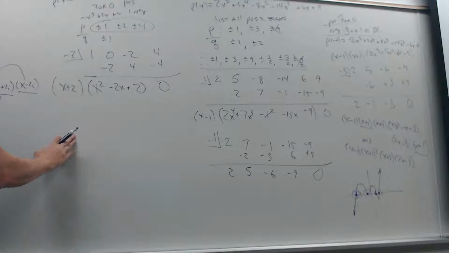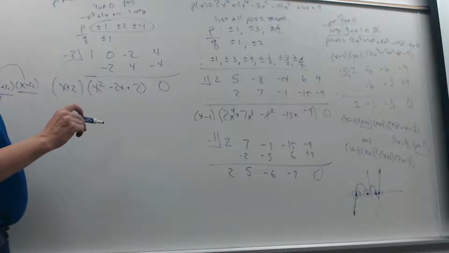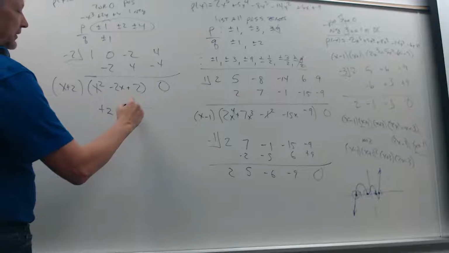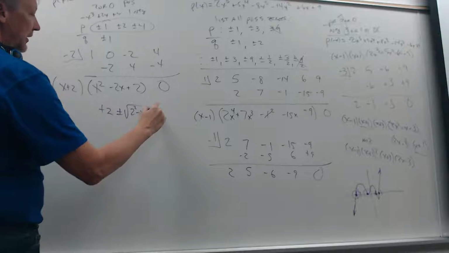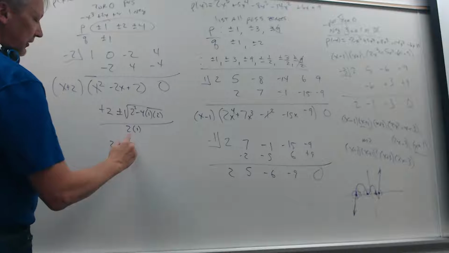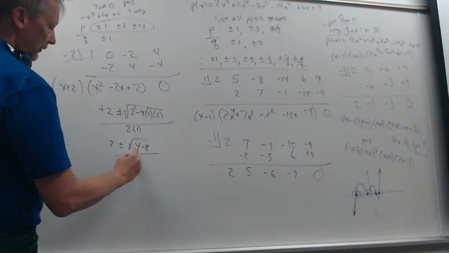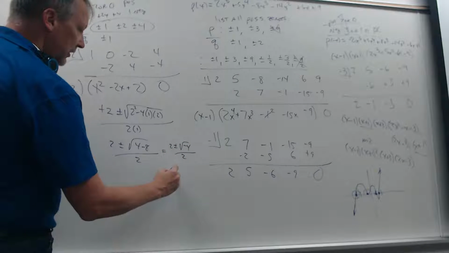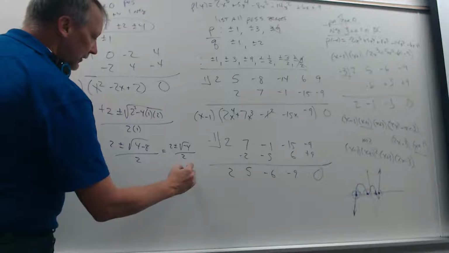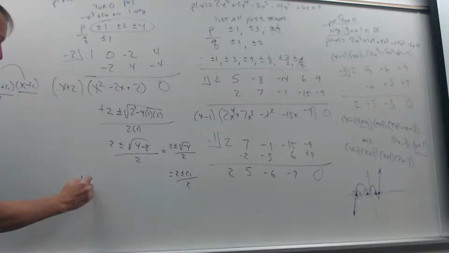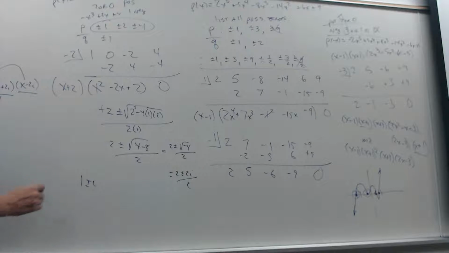So we're going to have to use what now? Quadratic formula. Negative b plus or minus the square root of b squared minus 4ac all over 2a. So that's 2 plus or minus the square root of 4 minus 8 over 2, which equals 2 plus or minus the square root of negative 4 over 2, which is 2 plus or minus 2i over 2, which is 1 plus or minus i. Okay, so your roots are at negative 2, and 1 plus or minus i.